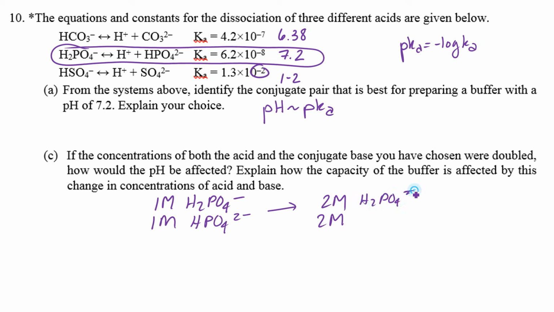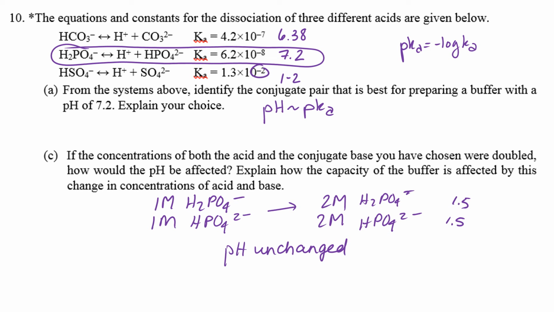What is that going to do to my pH, and what's it going to do to my buffer capacity? Well, my pH is only affected by the ratio of these two things. So your pH will remain unchanged. As long as you keep that ratio consistent, you can make it 1.5 and 1.5, or whatever the ratio is. As long as it stays consistent, the pH will remain unchanged.